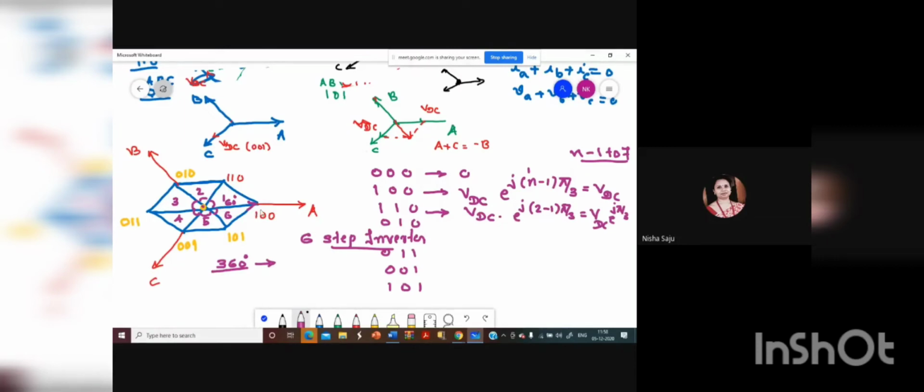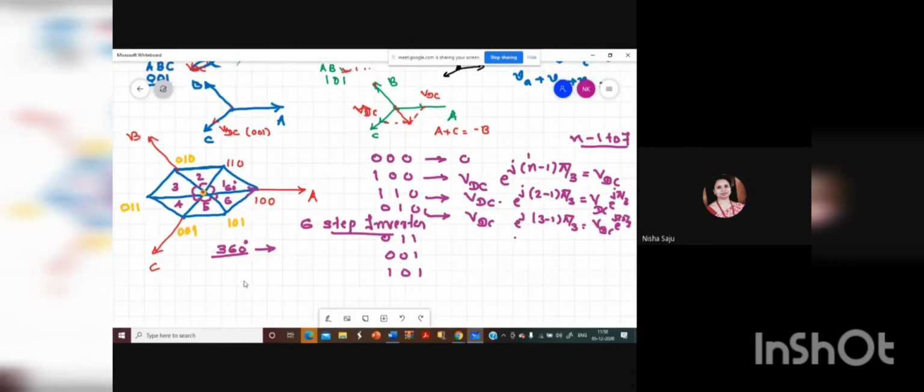And similarly, you can put 0, 1, 0. The value is 60 degrees from the previous one. Then again you are having 60 degrees, so a total of 120 degrees phase displacement will be there. If you are taking the third vector, you will be getting VDC into e raised to j (3 minus 1) into pi by 3, which is equal to VDC into e raised to j 2 pi by 3. What is 2 pi by 3? 2 pi by 3 is 120, so again this is a 120 degree angle. As you can see, you can put n from 1 to 7 and you will be getting the angle corresponding to each one. This is the way you can take the displacement in the case of a hexagon construction.